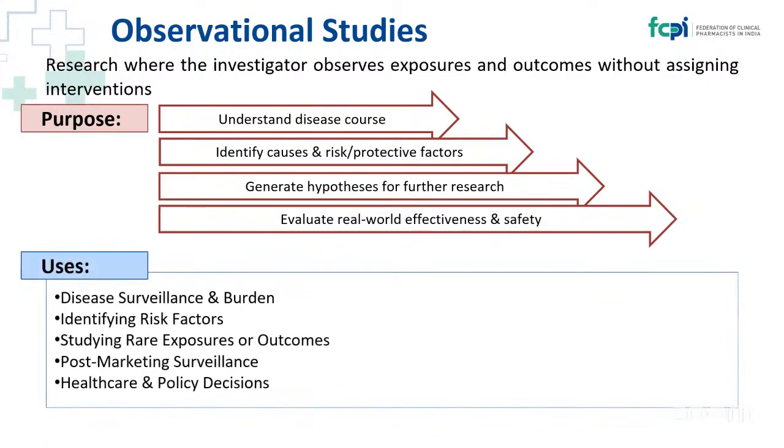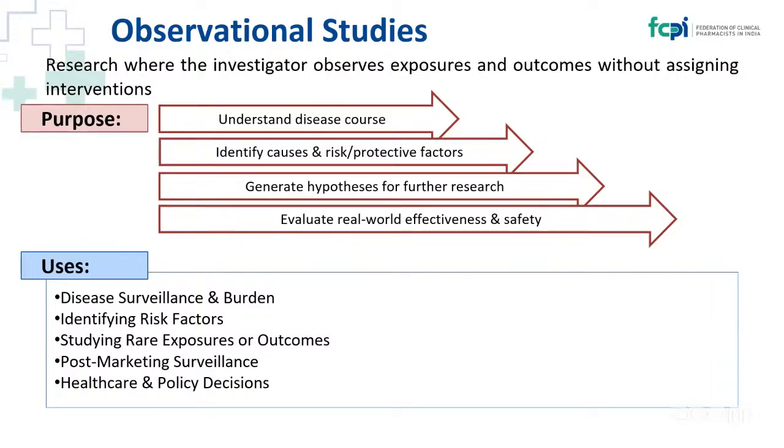Now, in real world settings, observational studies are used to conduct disease surveillance or to analyze the national or worldwide burden of that particular disease of interest. Then we identify the risk factors which are involved in that disease, to study any rare exposure or outcome, and to analyze post-marketing surveillance.